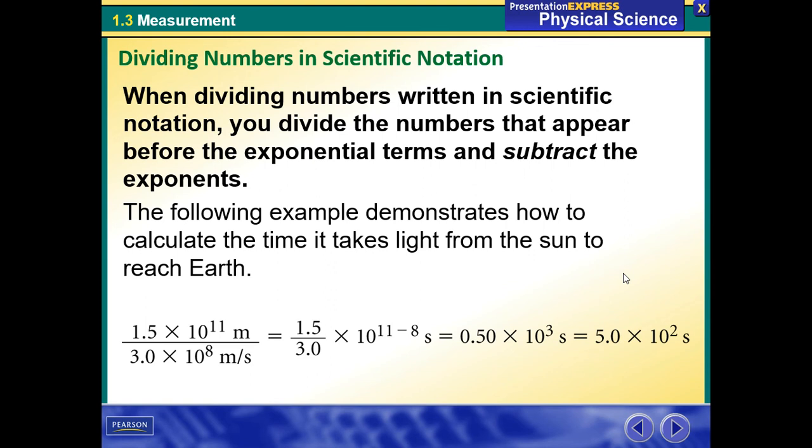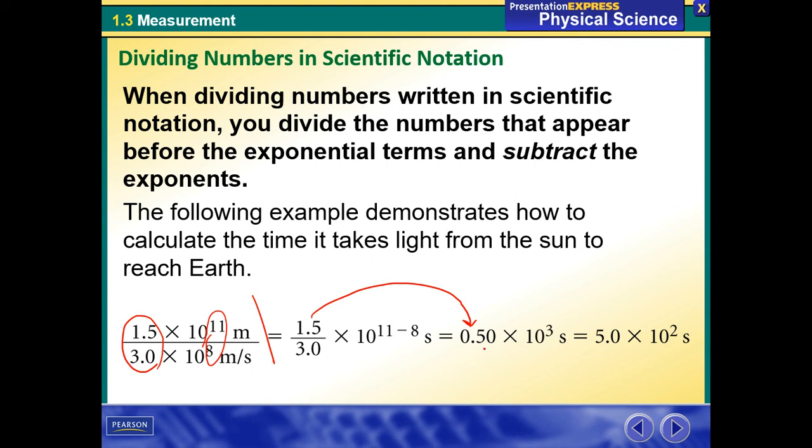When dividing, it's a little bit different. We're going to divide those numbers in front, and then subtract your exponents. So here's an example of the 2 that are being divided. Again, we divide our first number, so 1.5 divided by 30. That's how they got the 0.5. Exponents we're going to subtract, so 11 minus 8, that is how you got the positive 3.